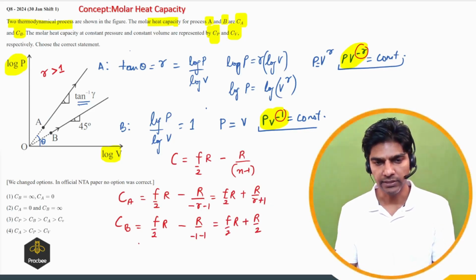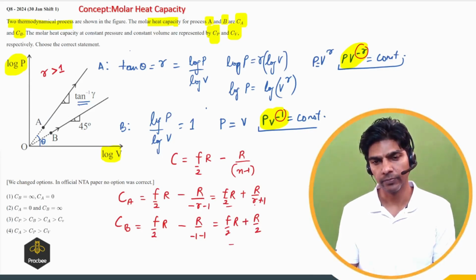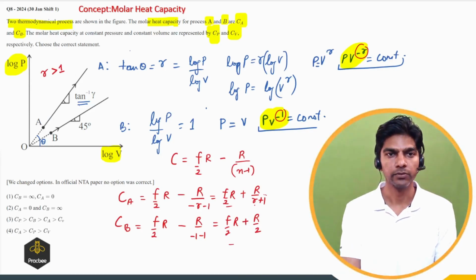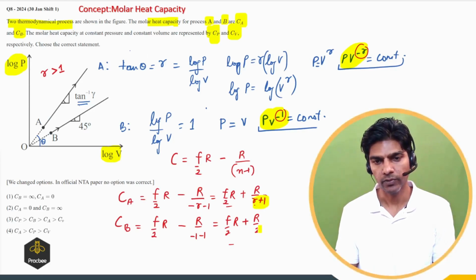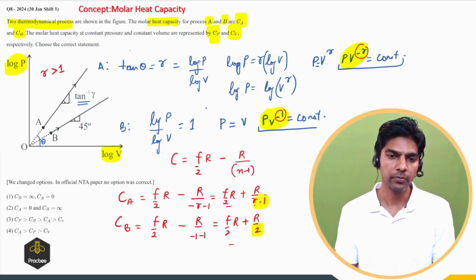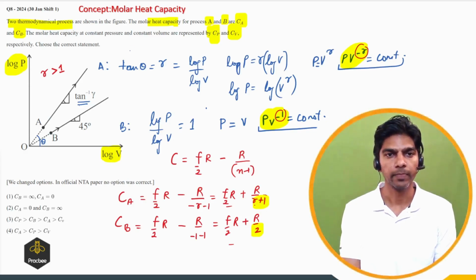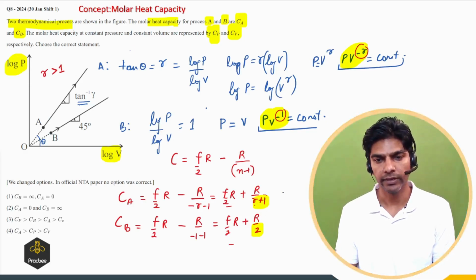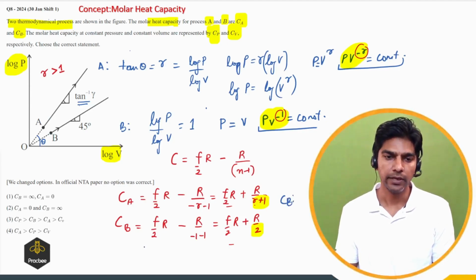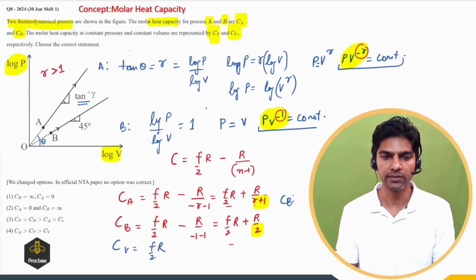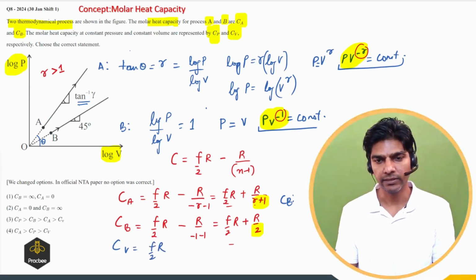Now if you compare Ca and Cb, the first term is the same, but if you look at the second term, gamma is greater than 1. So this denominator is greater than 2. If the denominator is greater, then this value itself becomes smaller. So we can say Cb is greater than Ca. And what is Cv? Cv is f by 2 R. So we can say Cv is less than Cb as well as Ca.